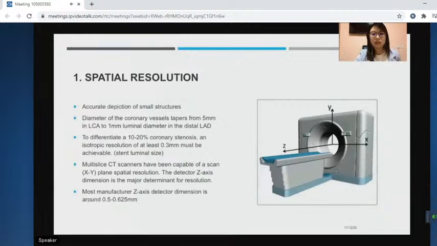Most of the CT scanners in the market have done very well in the X and Y axis spatial resolutions. But in the Z axis dimension, I think there's room for improvement, because it is at 0.5 to 0.625 millimeters. But I think it is good enough, and it actually helps in diagnostic accuracy.